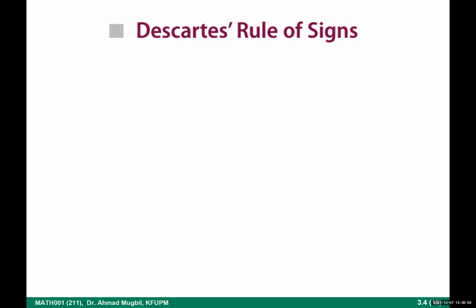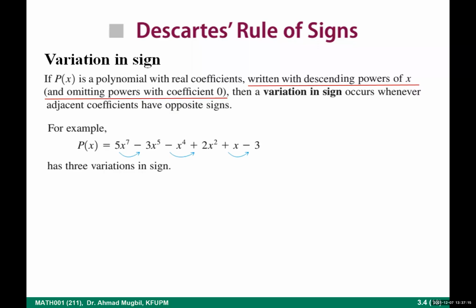Descartes' rule of signs is about the possible number of positive real zeros and negative real zeros, not only the rational, all the real. But before studying this rule, you need to know one terminology, the variation in sign. What do we mean by variation in sign? If you have a polynomial with real coefficients written in descending order from the highest power to the smallest power, then a variation in sign occurs whenever adjacent coefficients have opposite signs, when they change from positive to negative or from negative to positive.